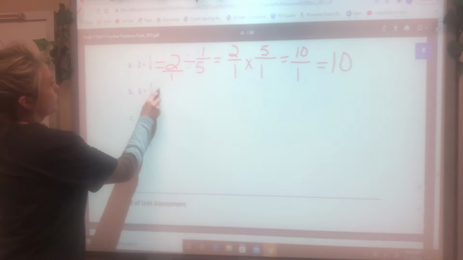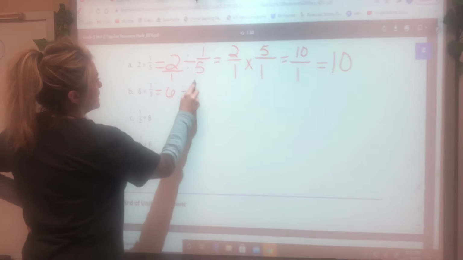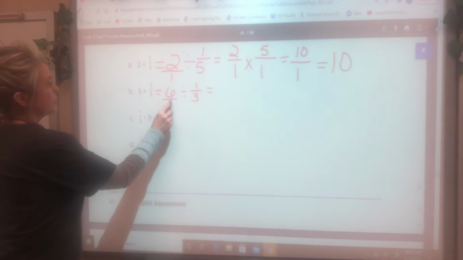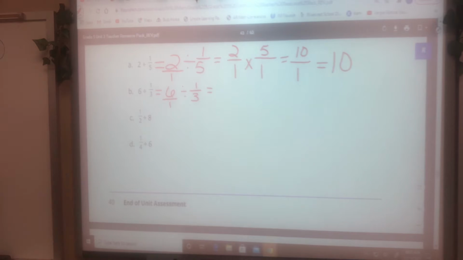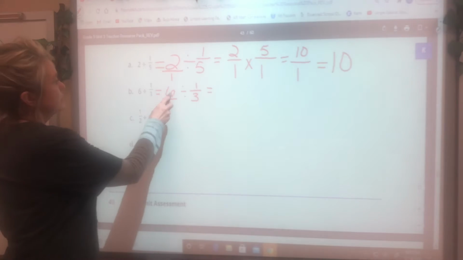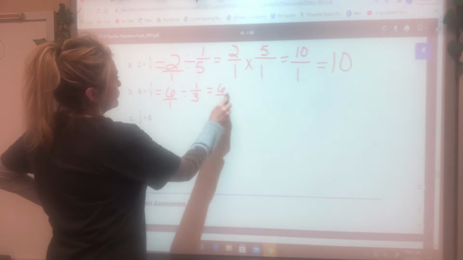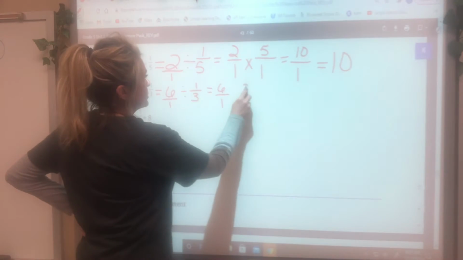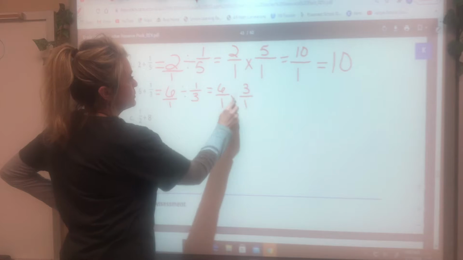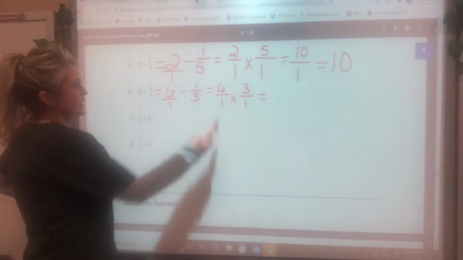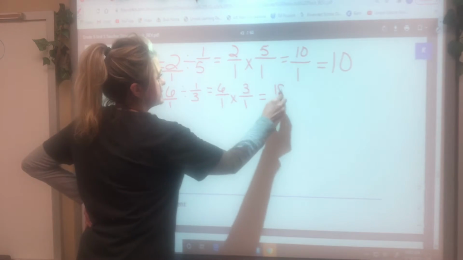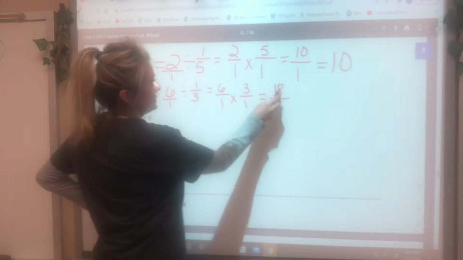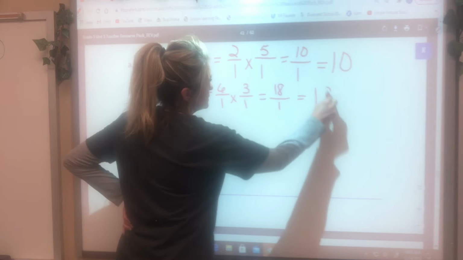Okay, so we have 6 divided by 1/3. We make our whole number a fraction by placing it over 1. We slide over our first fraction. We flip or get the reciprocal of the second, and then we multiply. So we have 6 times 3 is 18. 1 times 1 is 1. And any number over 1 is itself.